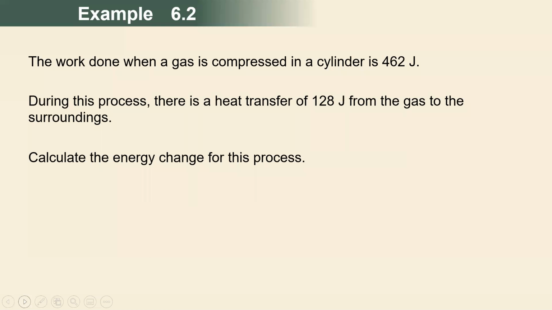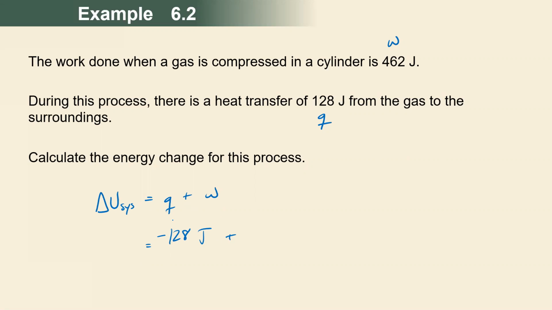All right. So the work done when a gas is compressed in a cylinder is 462 joules. That's W. During this process, a heat transfer of 128 joules from the gas to surroundings, that's Q. We're going to calculate delta U for this system. So if it's going from the gas to the surroundings, is that heat transfer Q positive or negative? Did the gas lose it, negative, or gain it, positive? Lost it. Yeah, it lost it. And so that should be a negative 128 joules for Q.